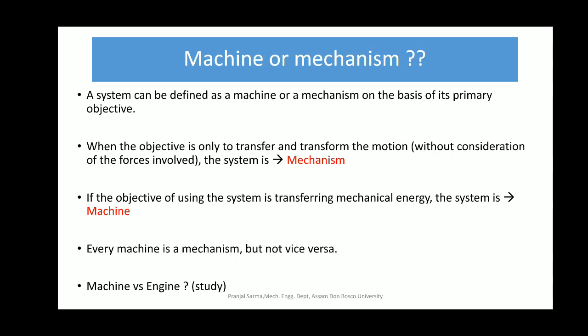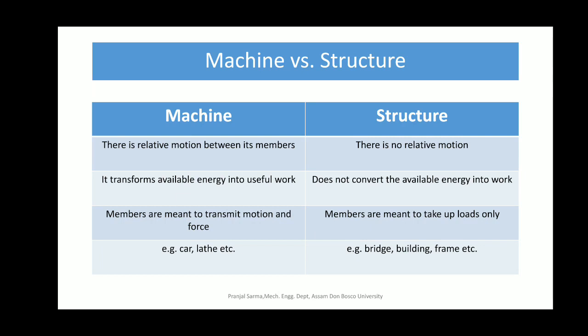The next point, as already discussed, is your homework. Now, machine versus structure: how can we distinguish a machine and a structure? In the case of a machine, between the different members we have relative motion, but in the case of a structure there is no relative motion. Just consider our college building: if it had movement, if it were dancing, you can very easily understand what would happen.